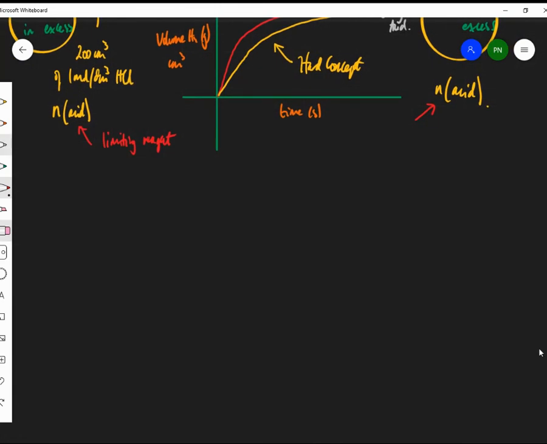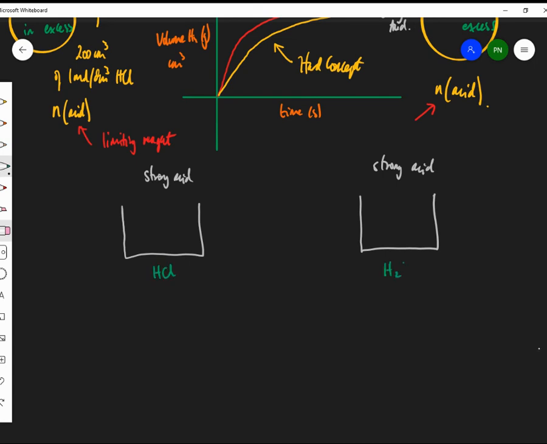Now, another interesting thing. Let's have a look at this. This is a nasty question as well, but I'm sure you'll get it. On the left, we're going to have a strong acid, and on the right, sorry guys, we're going to have a strong acid. On the left, we're going to have HCl.